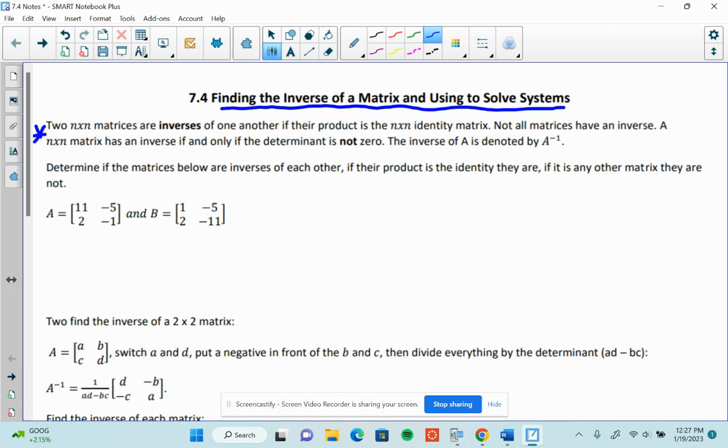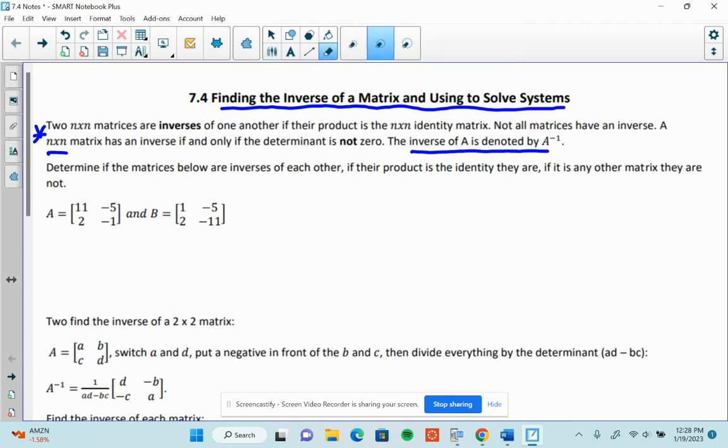Two n by n matrices are inverses of one another if their product is the n by n identity matrix. Not all matrices will have an inverse. In fact, a square matrix, an n by n matrix, has an inverse exactly when the determinant is not 0. If the determinant is 0, there's no inverse. If the determinant is any other number, there will be an inverse. The notation for the inverse is A with the -1. This is read A inverse, or the inverse of matrix A.